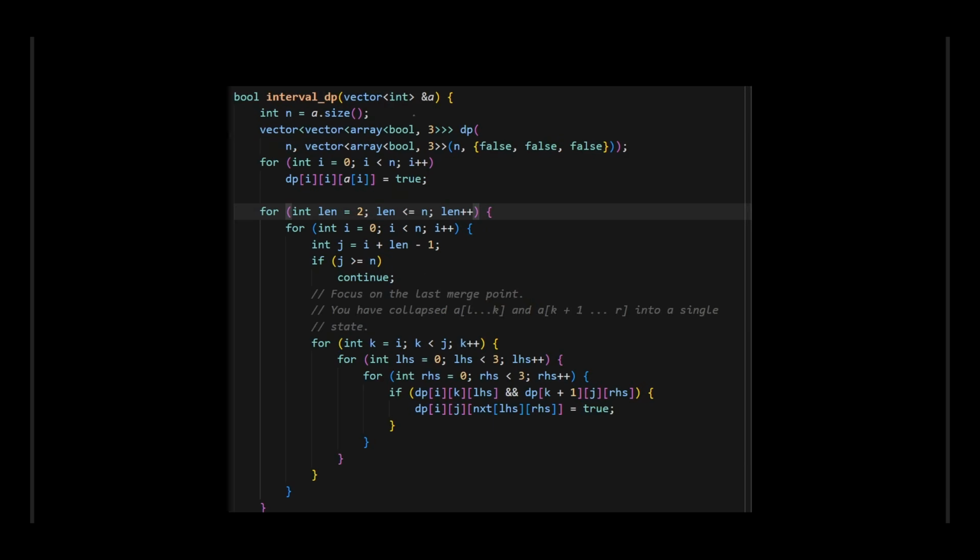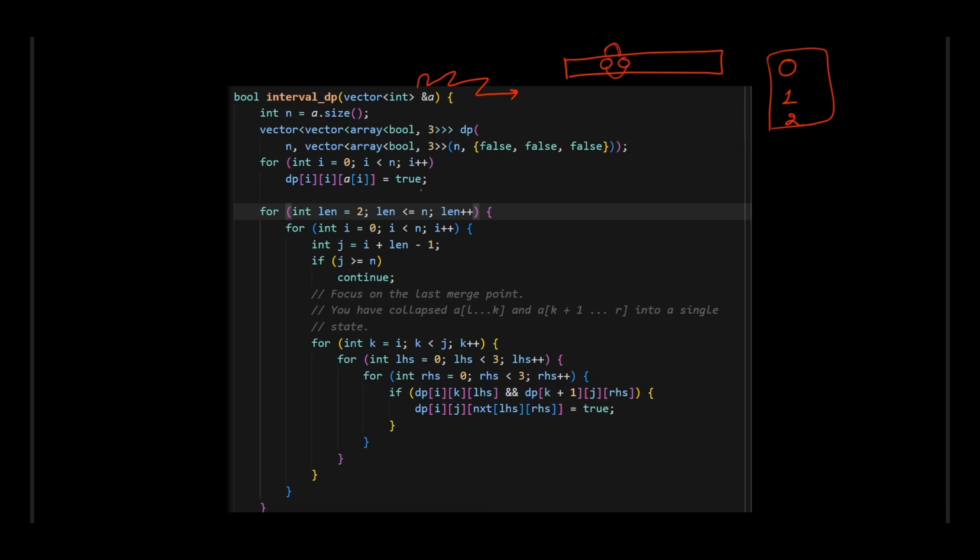So let's look at that interval dp solution. You can see that this is known territory, because you only have to deal with zeros and ones, and you know the merging strategy for any two elements, and whenever they merge, they only produce 0, 1 and 2.